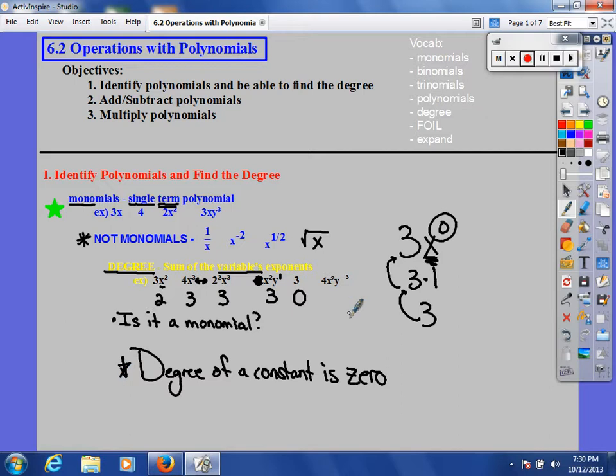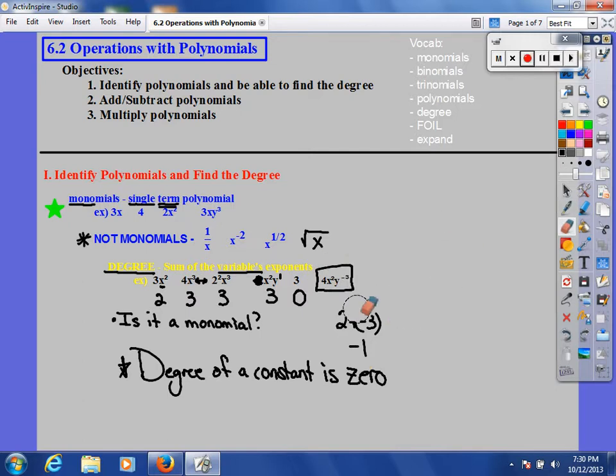Take a look at this last one. A lot of students will want to say, oh, 2 plus a negative 3, and they'll get negative 1 as the degree. Whoa, wait a minute. This has to be a monomial first. If you ask, is it a monomial? You'd say, wait a minute, monomials can't have negative exponents, therefore this has no degree. So keep that in mind because it does get a little tricky at times, because I'll throw one of those at you and ask for the degree. It doesn't have a degree because it's not a monomial.